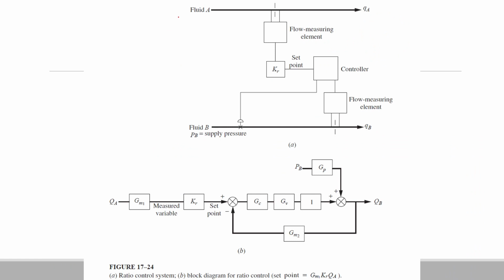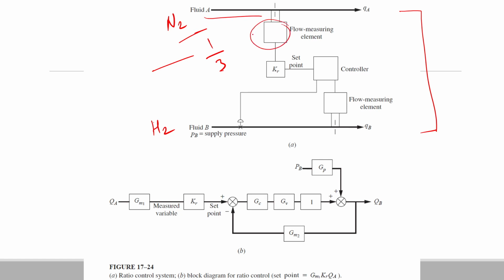So let's say this is the flow rate of nitrogen, and this is the flow rate of hydrogen, and this diagram demonstrates how we can use the ratio control to maintain this ratio N2 to H2 as 1/3. So this is the nitrogen. We will monitor the flow rate of nitrogen using the flow measuring element. Then we have this set point block, whereby we give the ratio as the set point, that is 1/3.